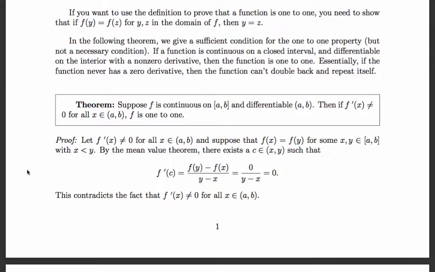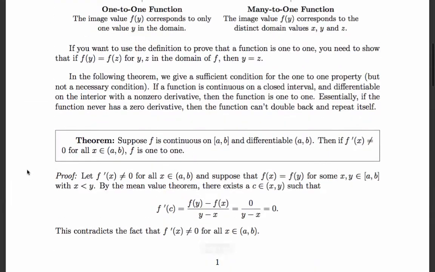Well, since that secant line is horizontal because f of y and f of x are equal, the secant slope is zero, meaning f prime of c equals zero, which contradicts the fact that f prime of x is never zero on the interior. And we have our proof, a very simple, short application of the mean value theorem. So we have our first result about the value of derivatives. If the value is not zero, then we have a one-to-one property.